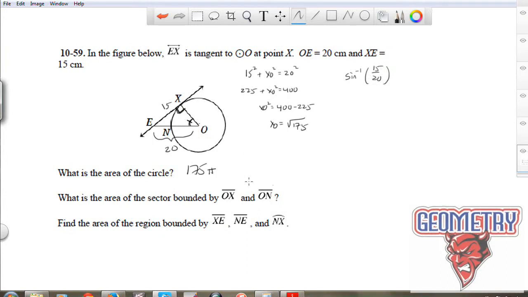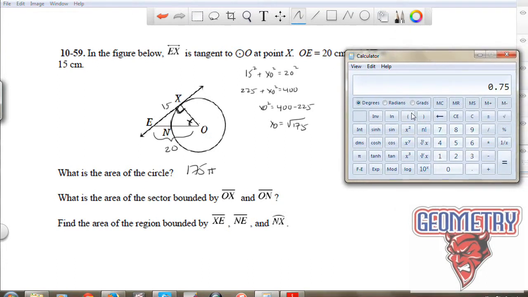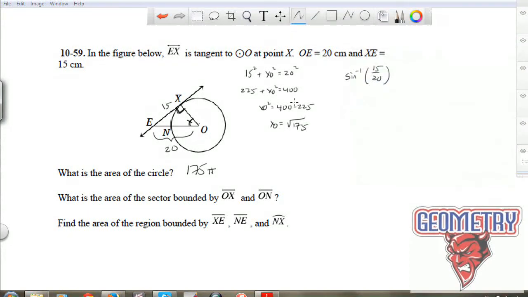So go back to the calculator. Okay, 15 divided by 20 is 0.75, and we're going to take the inverse sine of that, so 48.6 degrees. Then we're going to take 48.6 over 360 of 175 pi. So let's see what that is.